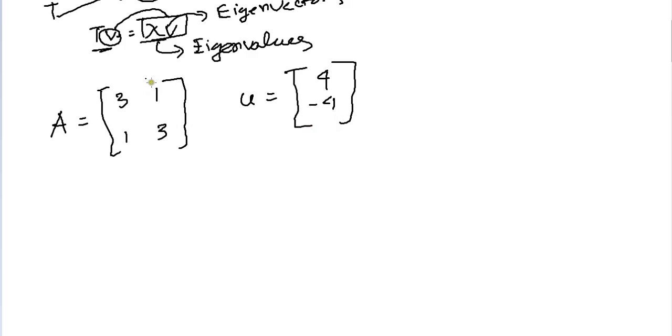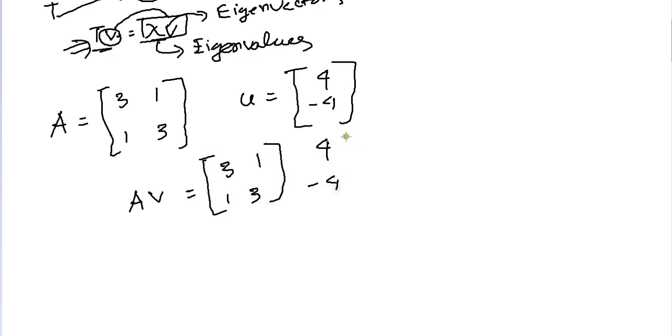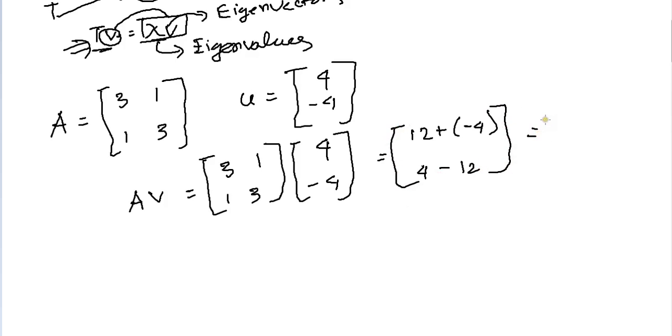Then you can write according to the definition: [3, 1; 1, 3] times (4, -4). So 3 times 4 is 12, plus 1 times minus 4, that is minus 4, so 8. And again, 1 times 4 is 4, minus 12, so it is minus 8. So we get 8 and minus 8.